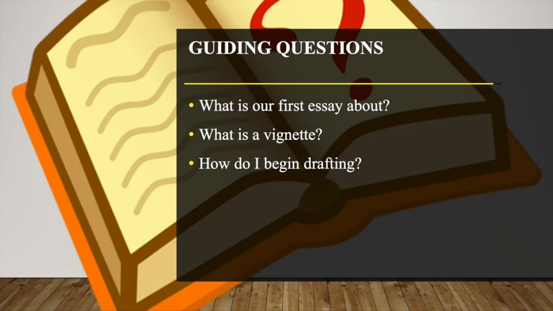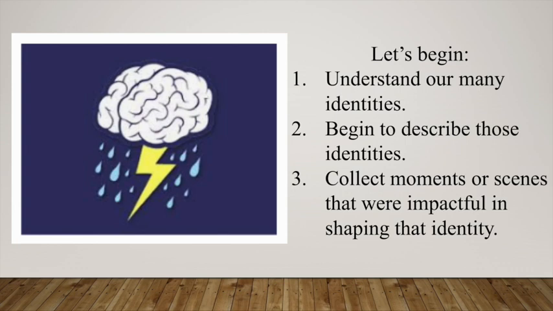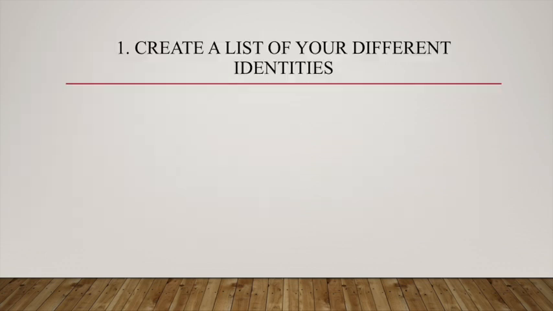So in this particular video, we're going to look back into what a vignette is, but we're actually going to do it through a process of some free writing idea generating activities that would allow you to then begin drafting your vignettes. So in order for us to really focus in on this process, we want to first understand our many identities. We're going to then begin to describe those identities, and then we'll think about collecting moments or scenes that were impactful in shaping that identity so that we can begin drafting each of those scenes that we choose.